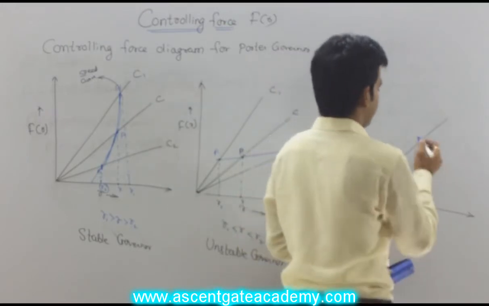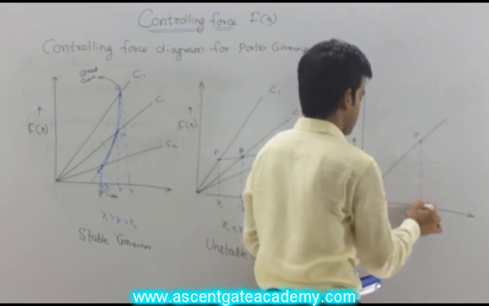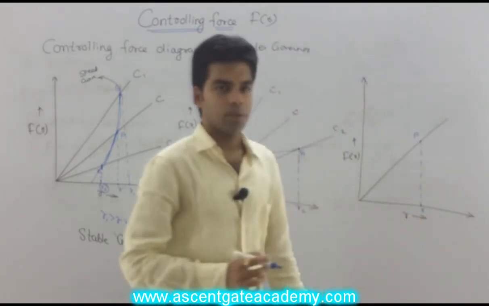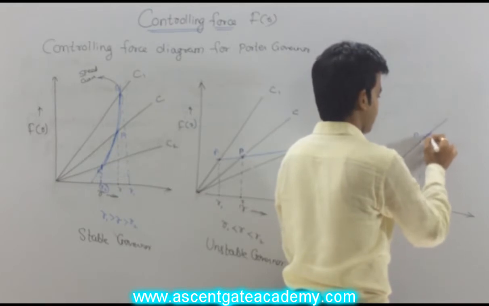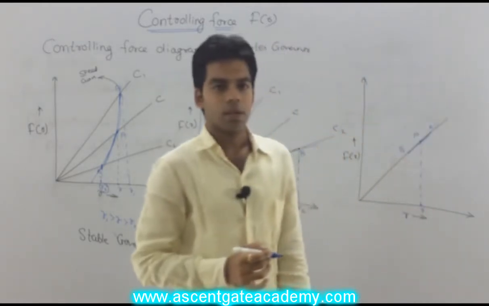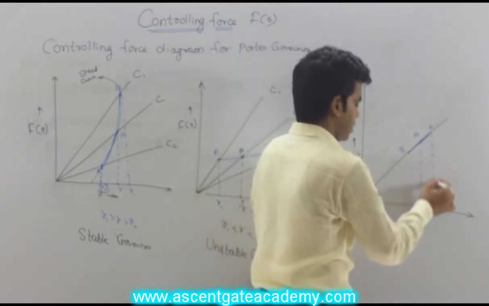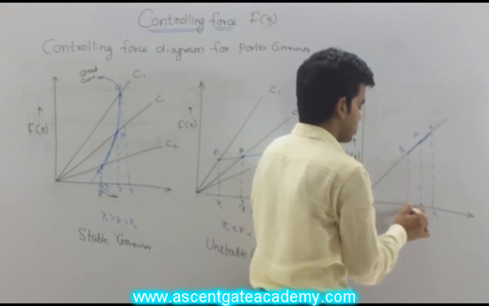Now, at any particular point P, the radius is, suppose, a small r. If the speed curve follows the same line, suppose this is point A and this is point B. At point A, the radius is suppose r1, and at point B, the radius is suppose r2.